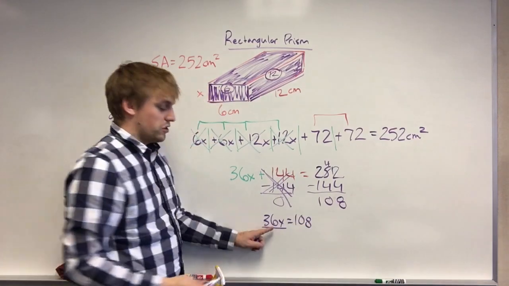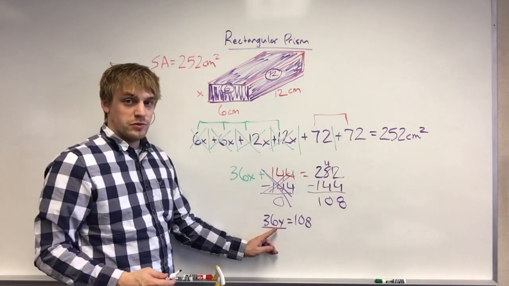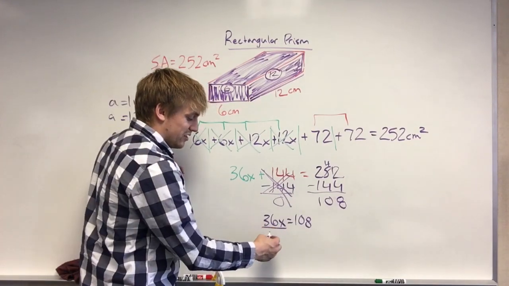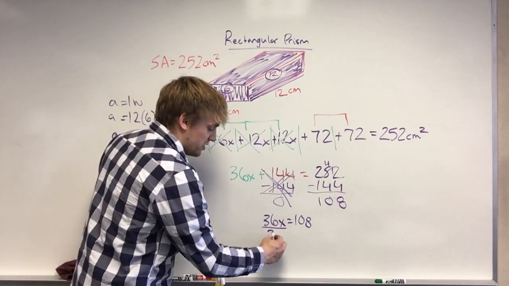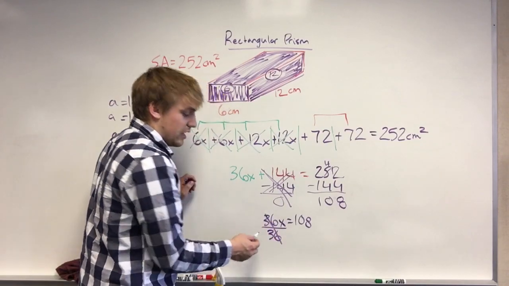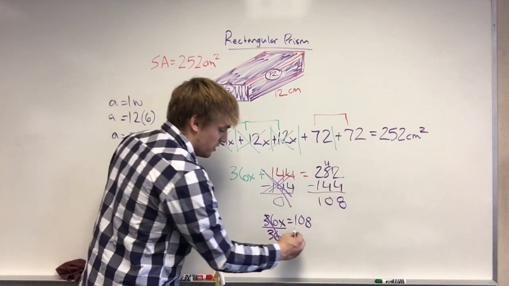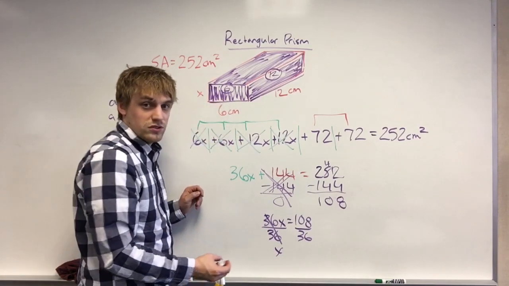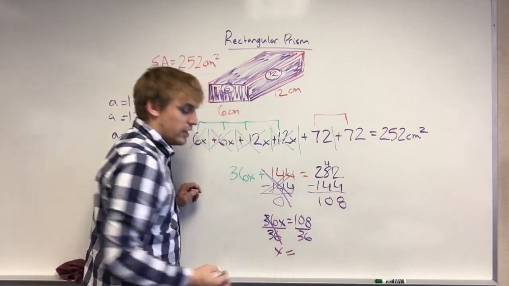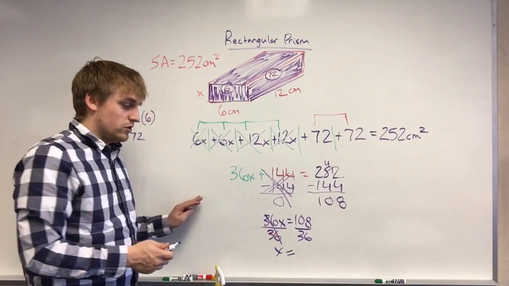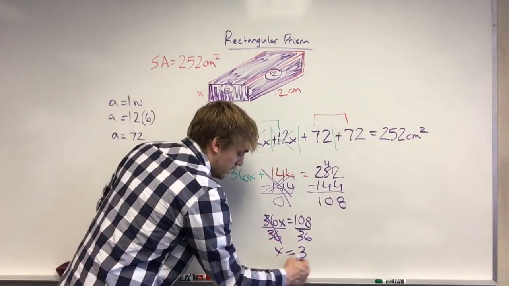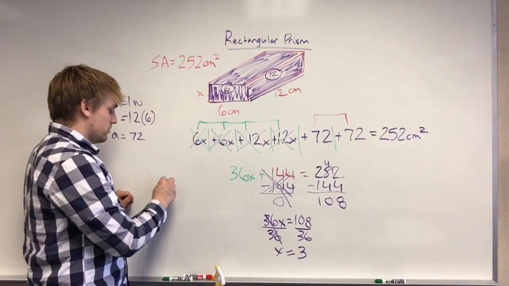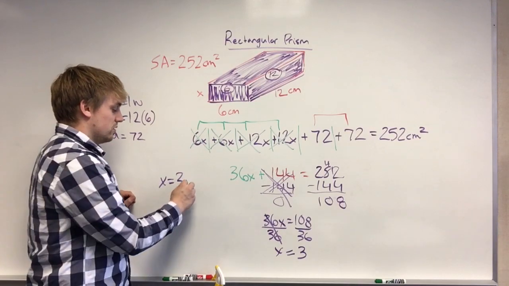We're going to divide because when a number is next to a variable, it means multiplication. So 36 times x, we want to get the 36 out of there and get x alone. So we want to divide by 36. That cancels because 36 divided by 36 is 1. What you do to one side, you have to do to the other. So x equals 108 divided by 36. If you don't know what that is, do it on the side, but I know that it's 3. So x equals 3 centimeters.